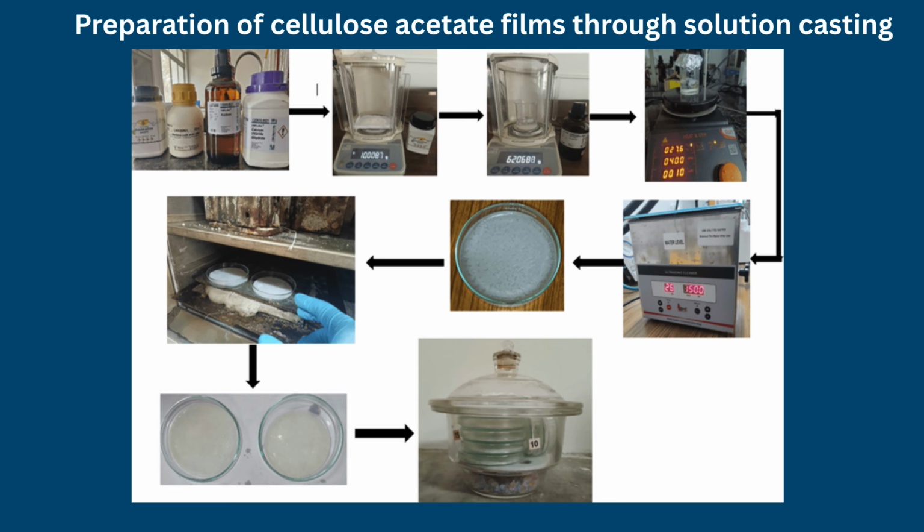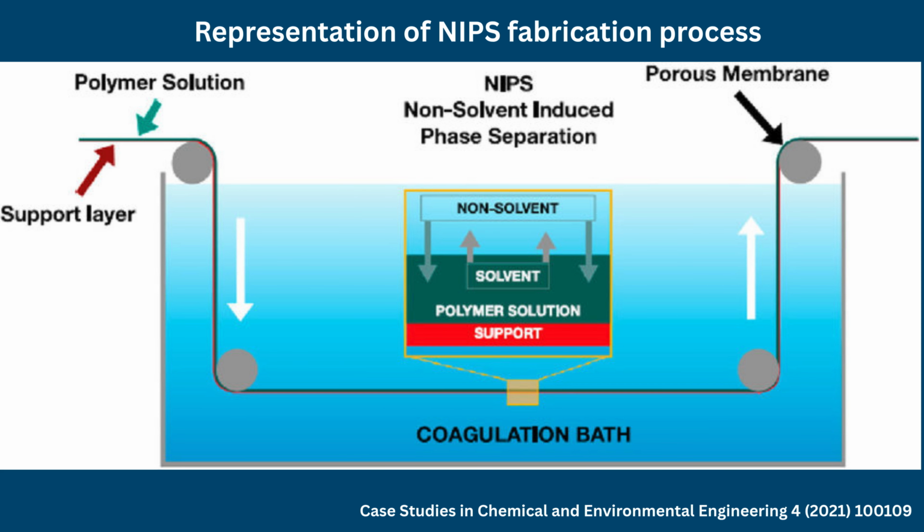In solvent casting, cellulose acetate dissolved in acetone is spread onto flat substrates, followed by controlled solvent evaporation to produce transparent, uniform films. Membrane fabrication typically utilizes non-solvent-induced phase separation, NIPS, in which solvent exchange generates asymmetric porous structures suitable for filtration applications.